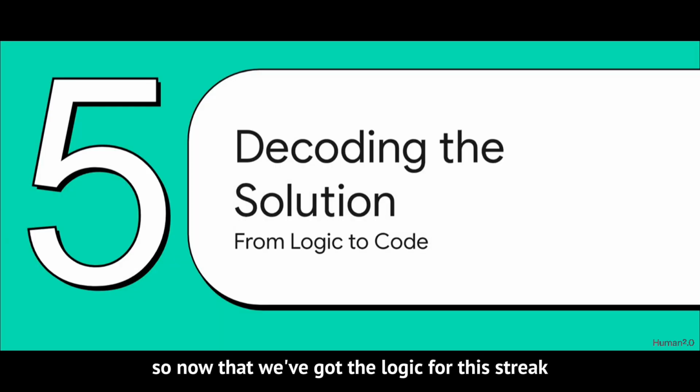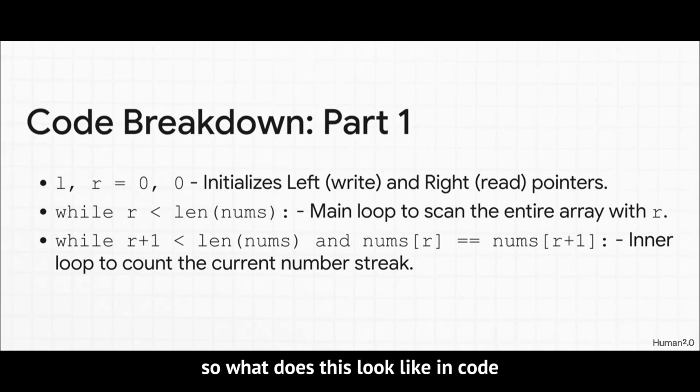Okay, so now that we've got the logic for this streak strategy down, turning it into code is actually surprisingly straightforward. Let's see how those ideas translate directly. So what does this look like in code? First, we set up our left and right pointers, L and R, both starting at 0. The main while loop here is the engine. It just makes sure our right pointer, the explorer, goes through the entire array.